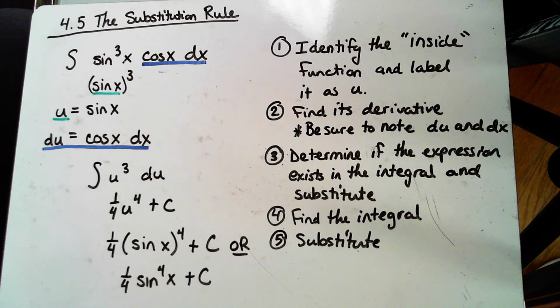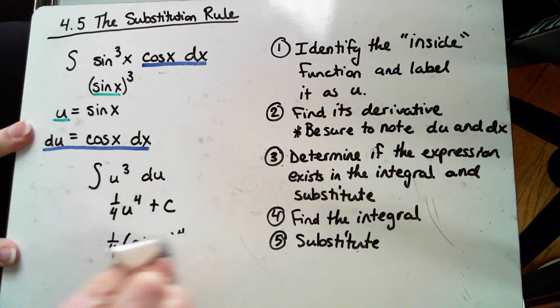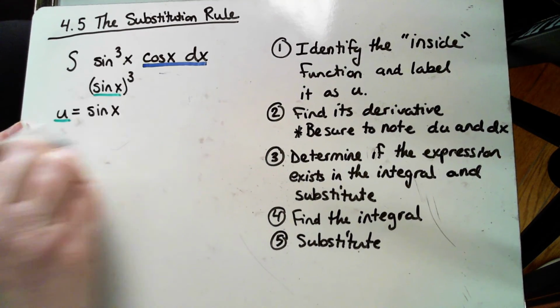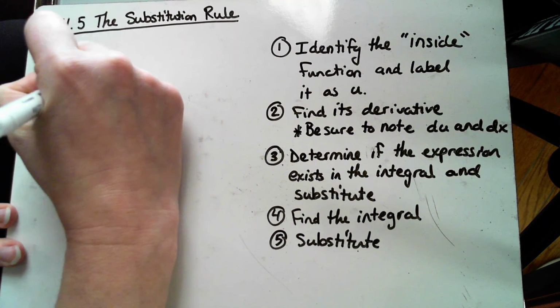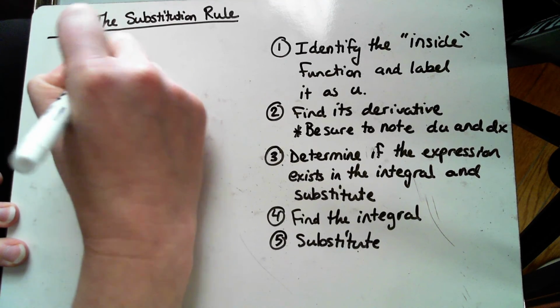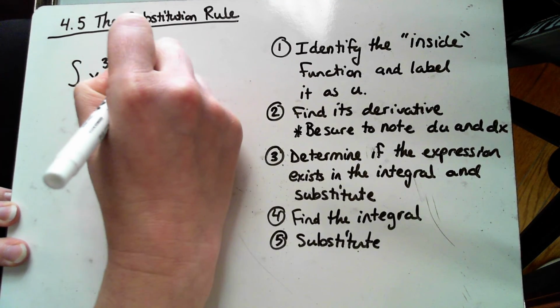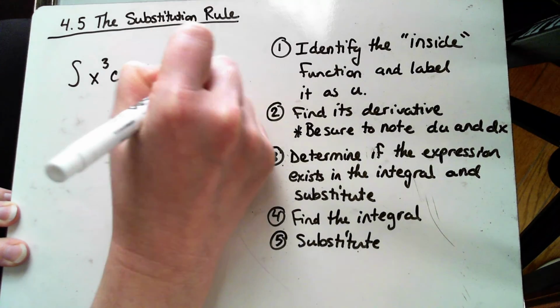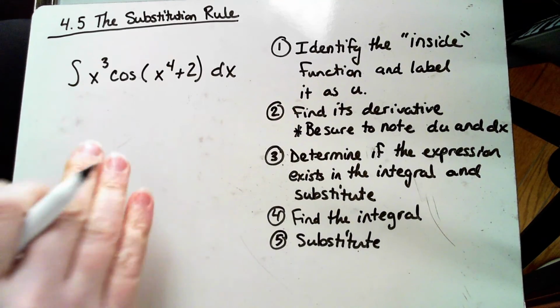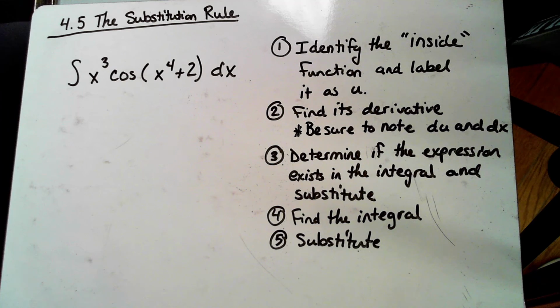Now I have one that you're going to try. Put this in your notes. See if you can get the answer, and we will review it when you get to class. So you're going to try to find the integral of x cubed cosine of x to the 4th plus 2 dx. So try to find that integral and bring it to class with you, and we will go over it.